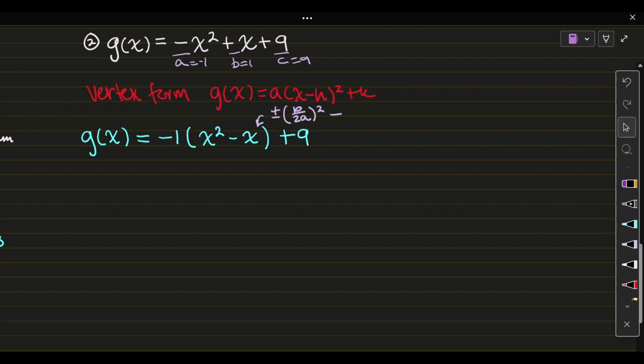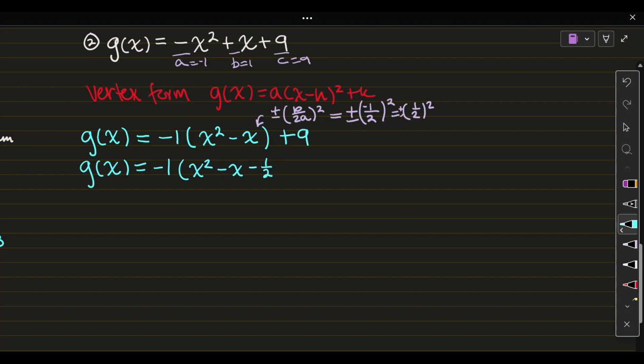So b over 2a, squared, is going to be plus or minus. b was 1, and 2a is going to be -2 times -1, so I have -1/2, which is the same as 1/2 squared. So I want to add and subtract that in those parentheses. So g of x is going to be equal to -1 times (x squared minus x plus 1/2 minus 1/2) plus 9.